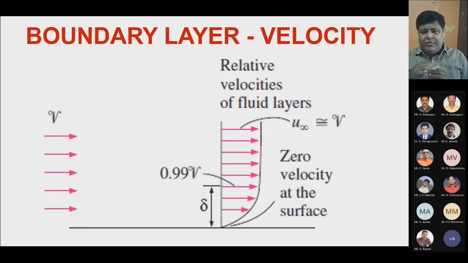And beyond, again, the layer adjacent to that one will again try to move at 5 meters per second. This will again hold it. So gradually the velocity from 0 will increase. At one particular height in the y direction, the velocity of the fluid will be equal to 5 meters per second. That is the free stream velocity.